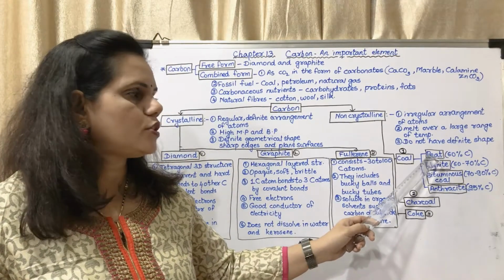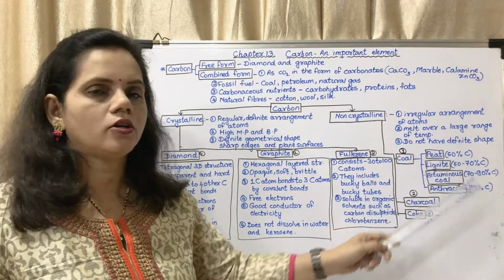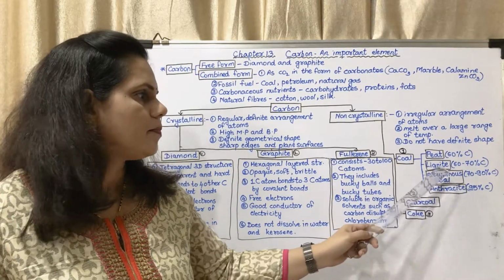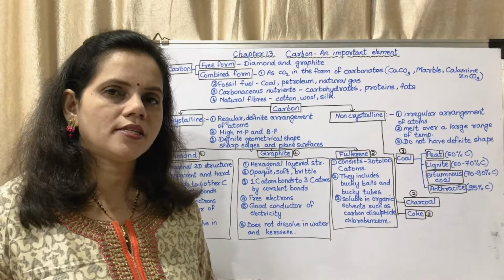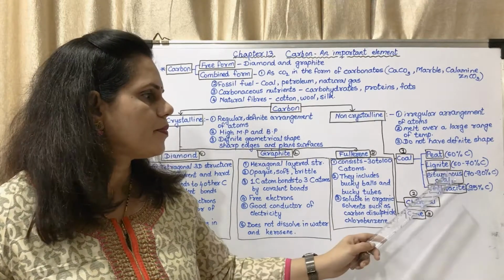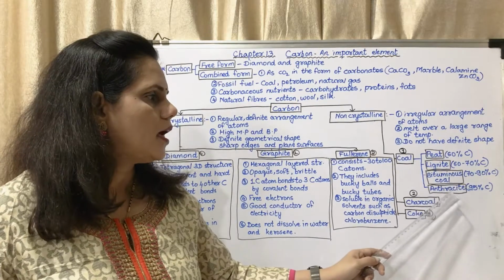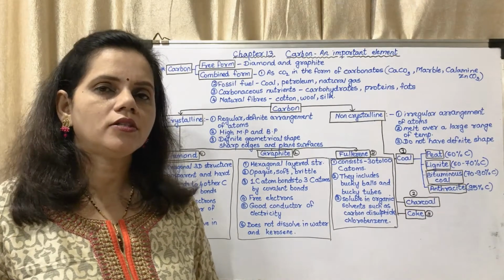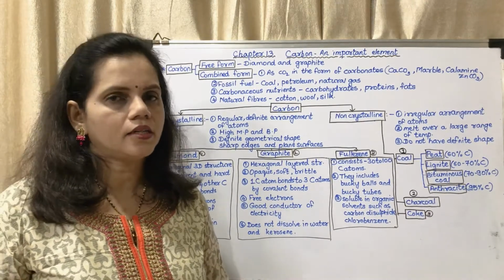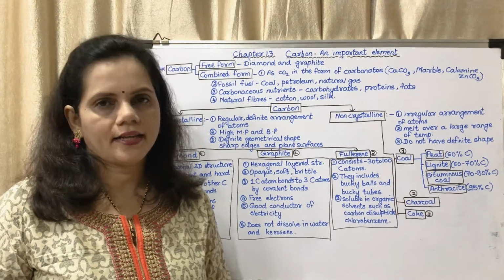Okay, the first one, peat, contains about 60% carbon. Lignite contains about 60 to 70% carbon. Bituminous coal has about 70 to 90% carbon. Anthracite has about 95% carbon. So the most pure one is anthracite.